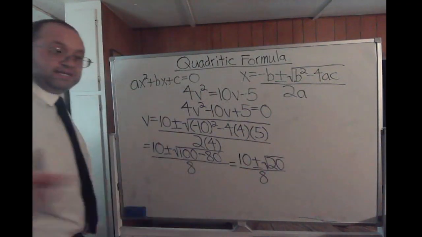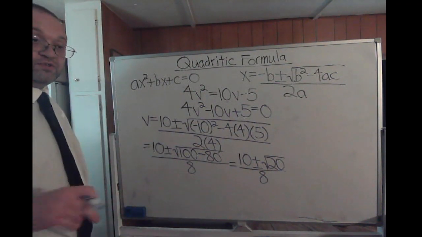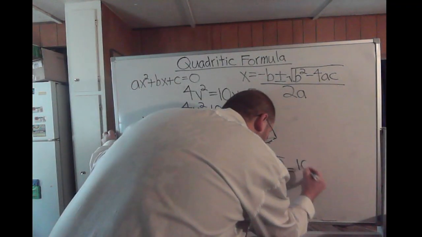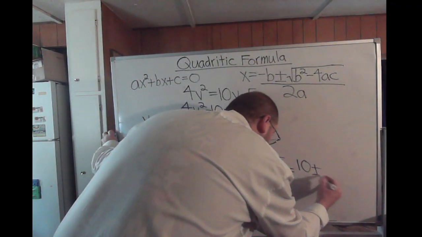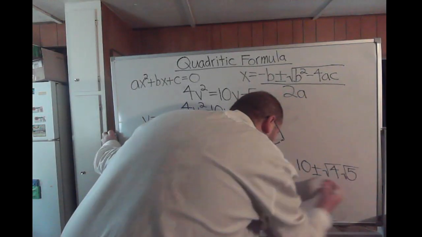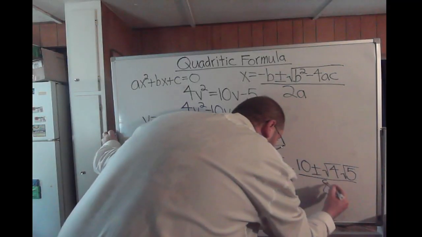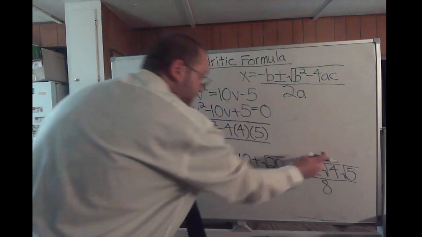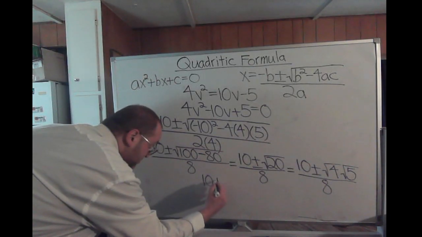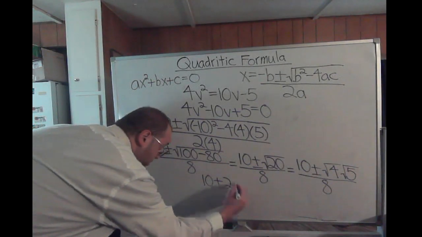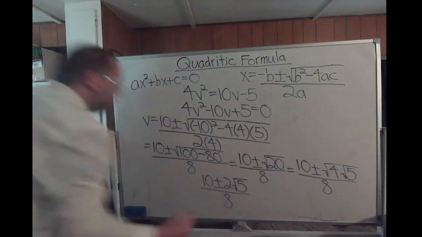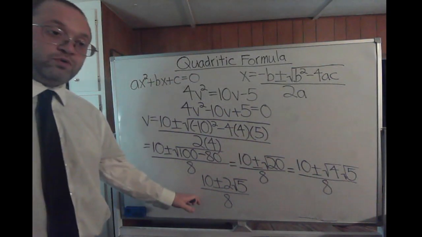Well, granted, 20 is not a perfect square, but one of its factors is a perfect square, 4. So what you'll have now is 10 plus and minus the square root of 4 times the square root of 5 all over 8. Well, we know the square root of 4 is 2, right? So we have 10 plus and minus 2 times the square root of 5 all over 8. But just take a look at this a minute. Is this in simplest form?